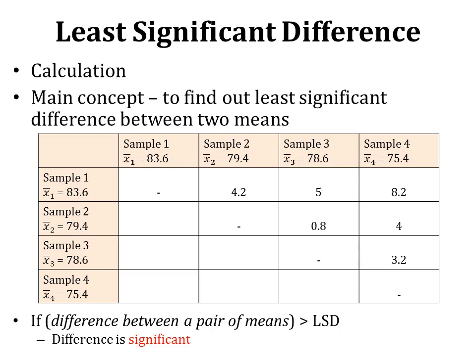And if after the LSD calculation we find that the difference between a pair of means is greater than LSD, then that difference is considered a significant difference, right? So first we calculate the differences between the mean pairs, and then we calculate LSD, and then we compare these values. If the difference between the means is greater than LSD, then that difference is supposed to be significantly different.